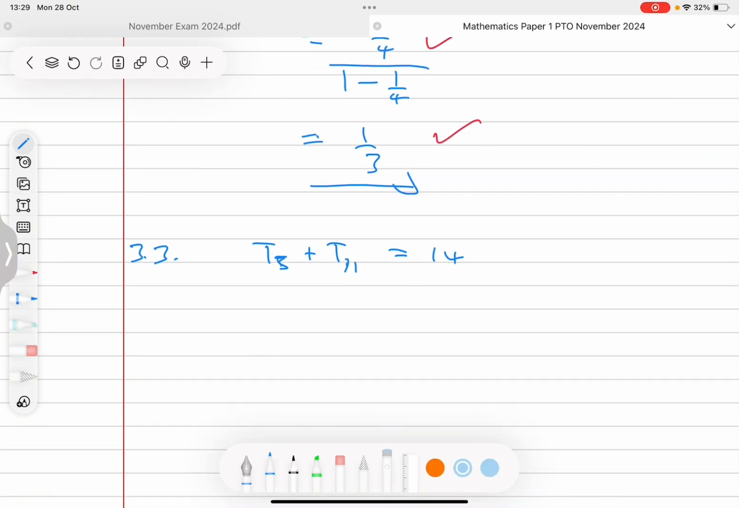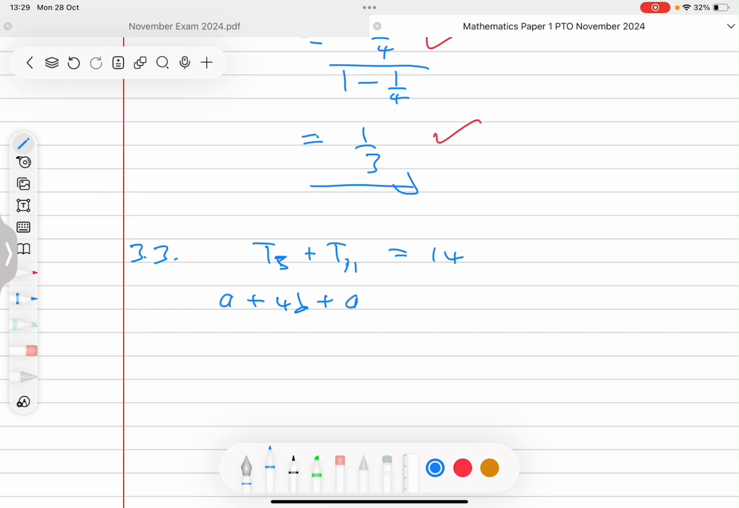Because we know that this is an arithmetic sequence, I'm going to remember that this is the 5th term. The 5th term of an arithmetic sequence is defined by a plus 4d. This is this guy here. But we're adding this to the 11th term of this arithmetic sequence.